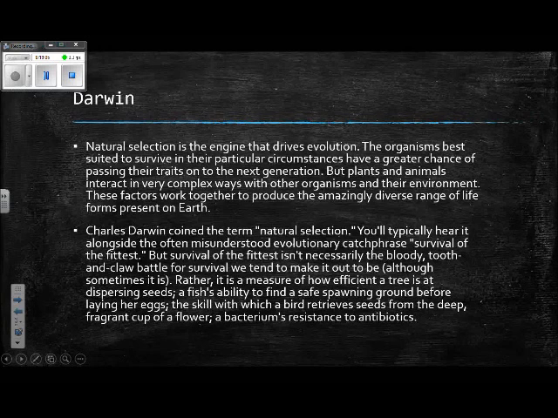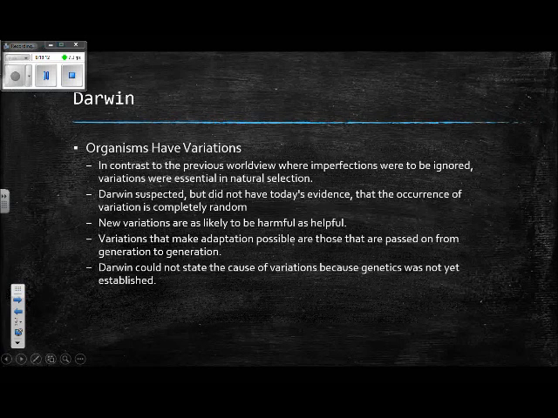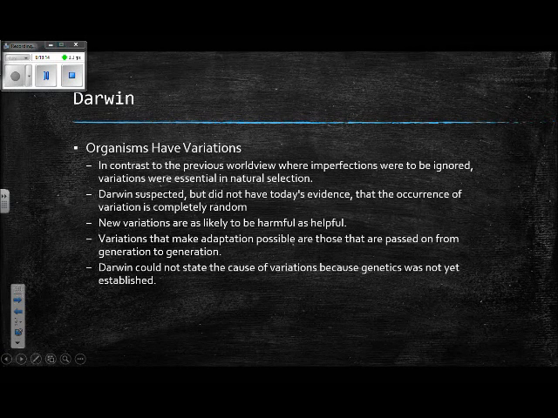Okay. Organisms have variations. This is another important part of evolution. If there is no variation between organisms, there would be no evolution. If every organism was always the same, they would stay always the same. In contrast to the previous world views, where imperfections were to be ignored, variations are essential for natural selection. Darwin suspected, but could not have seen today's evidence, that the occurrence of variation is completely random. New variations are as likely to be harmful as they are helpful.